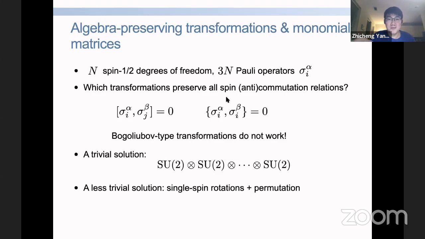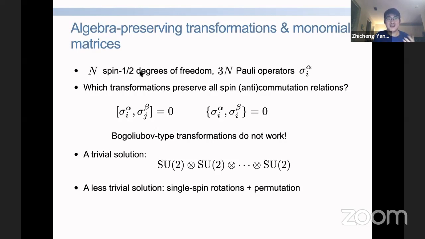But the spin algebra is kind of bizarre in the sense that different spin degrees of freedom commute with one another, whereas the different components of the same spin anti-commute with one another. So immediately you can see that Bogoliubov-type transformations do not work in this case. Of course, for n spin-1/2 degrees of freedom, the Hilbert space is 2^n. You can say, well, I can just do SU(2)^n spin rotations on these spin degrees of freedom, and of course that will preserve the algebra among the generators.